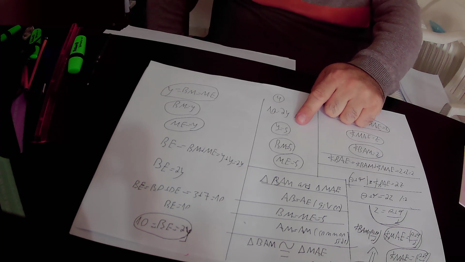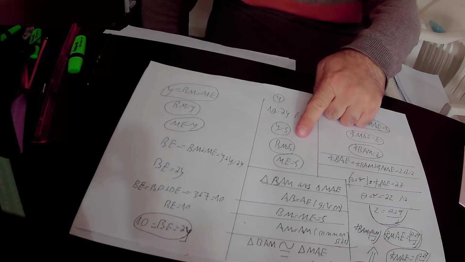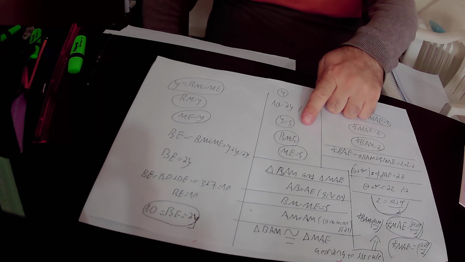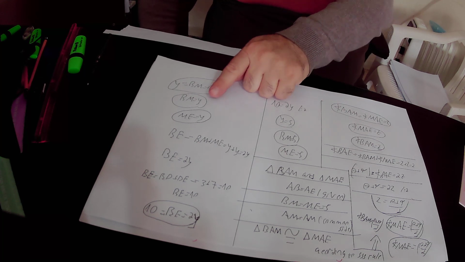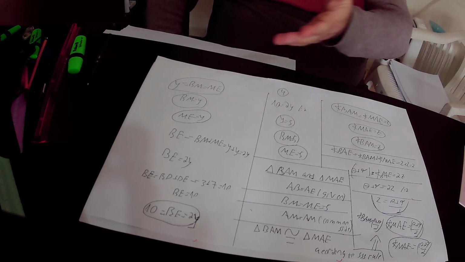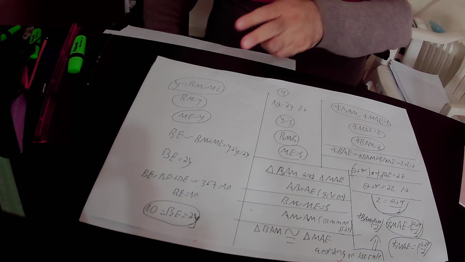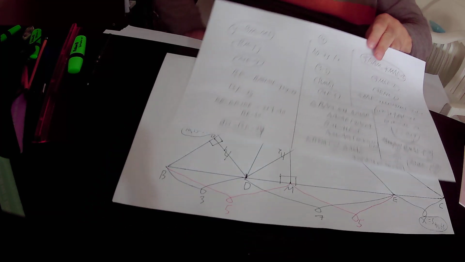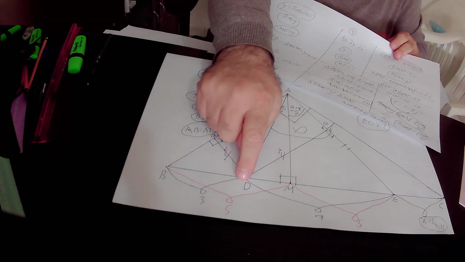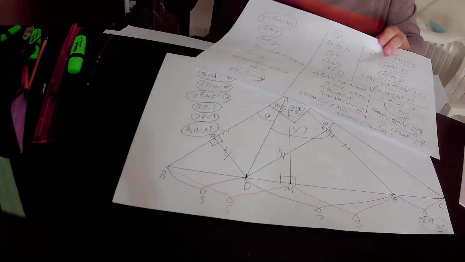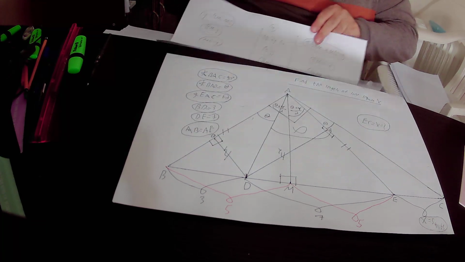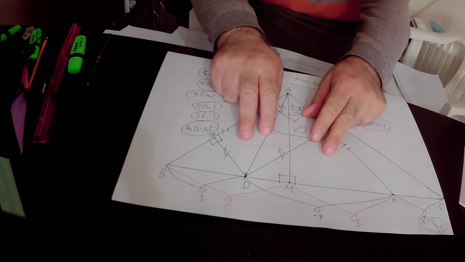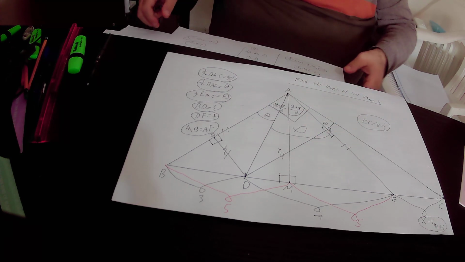But what is y? y is BM. So if y equals 5, then BM is also equal to 5. And y is also ME. So if y equals 5, then ME is also equal to 5. So we can write here that BM equals 5 units and ME is also equal to 5 units. Then we prove that those two right triangles, triangle ABM and triangle AME, can go into each other.